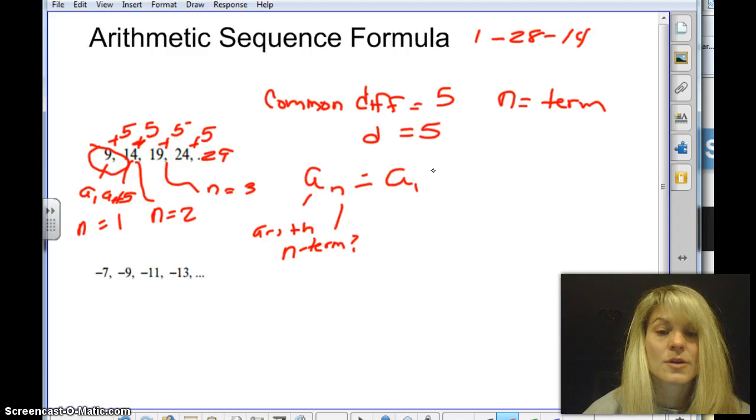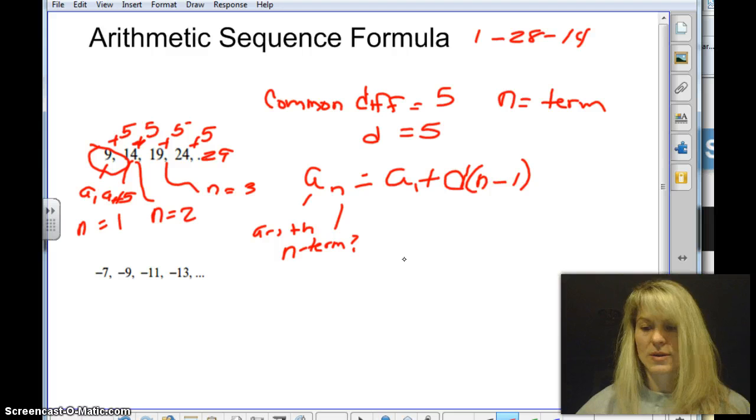Okay? So if you think about that, each one of these, we're adding 5 to it, right? So that's your common difference. So 9 plus 5, and then 14 plus 5, 19 plus 5, 24 plus 5, okay? So then, once we have the common difference, we're going to multiply that by n minus 1.